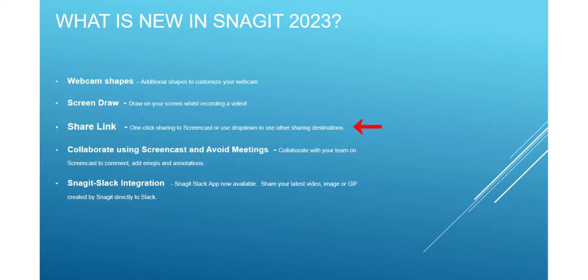You can now share your video directly to your Screencast account. Collaborate with your team in Screencast. This allows your team to comment and annotate before you finish production of your video. If you use Slack, Snagit now has a direct integration into your Slack account.